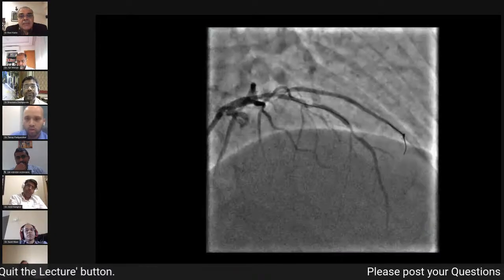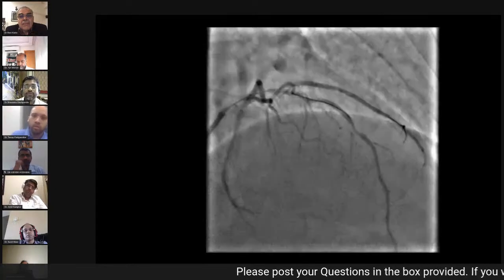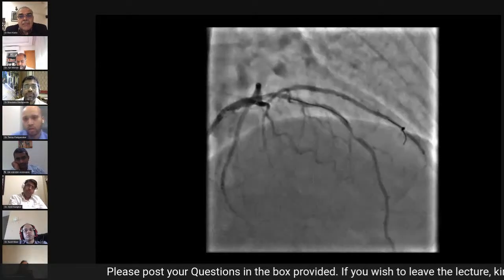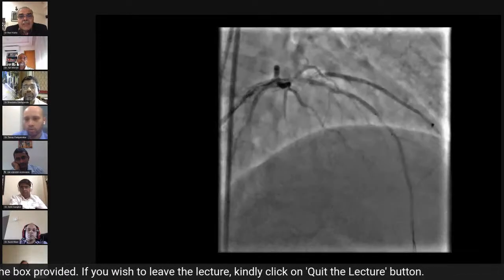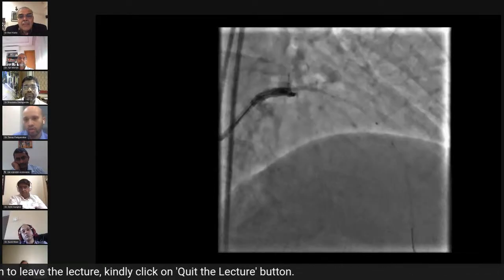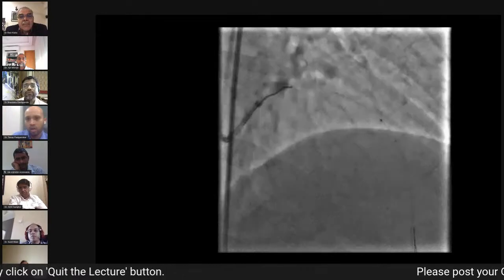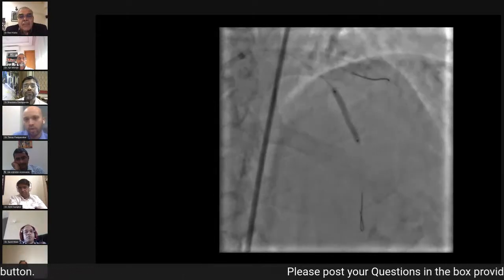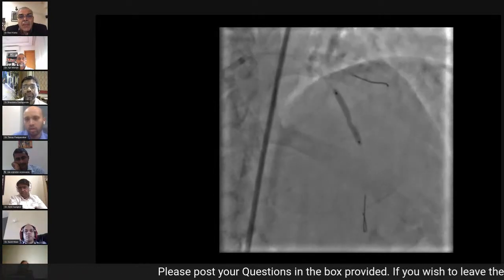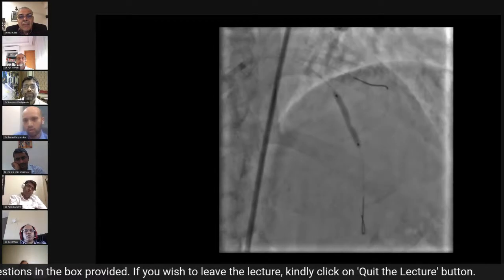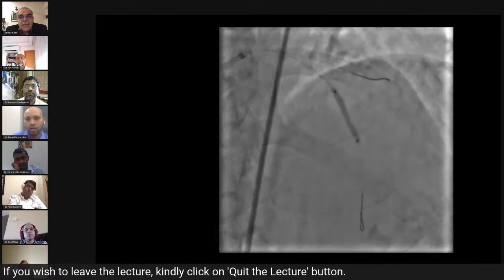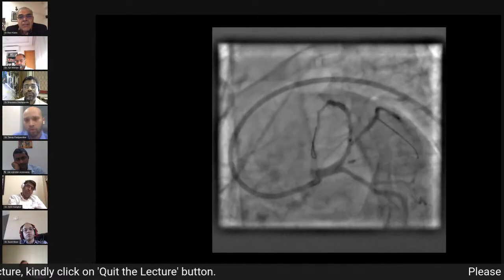So the wires were introduced, Sion Blue into the LAD and BMW into the diagonal. There was some manipulation problem, so the wire was withdrawn, but a 2.5 millimeter balloon was then used for pre-dilatation of the LAD lesion. After pre-dilating both the mid and the distal lesion, the stent was deployed. The stent unfortunately had not properly deployed in the mid segment. The same balloon was then pulled back, and another round of pre-dilatation was done.